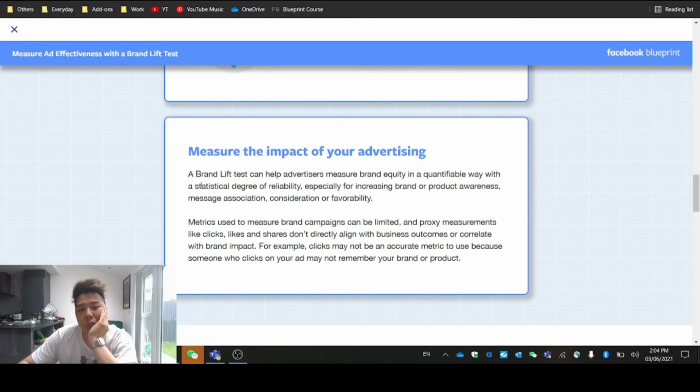Metrics used to measure brand campaigns can be limited, and proxy measurements like clicks, likes and shares don't directly align with business outcomes or correlate with brand impact. For example, clicks might not be an accurate metric to use because someone who clicks on your ad may not remember your brand or products.